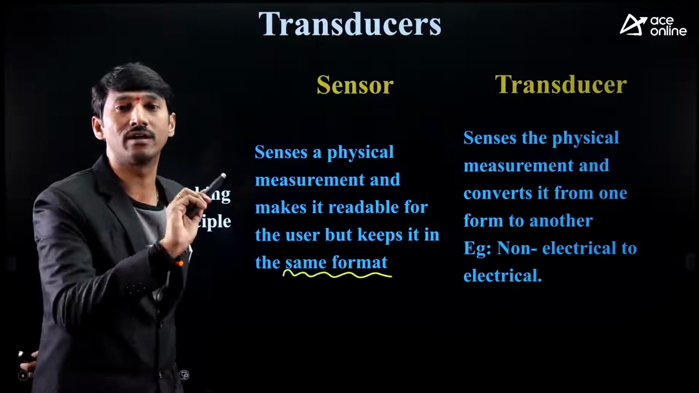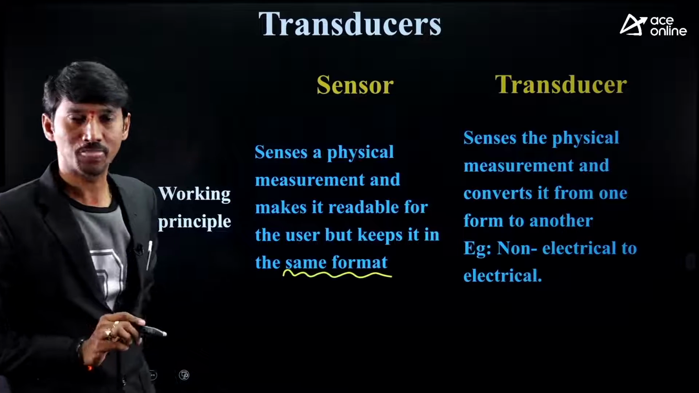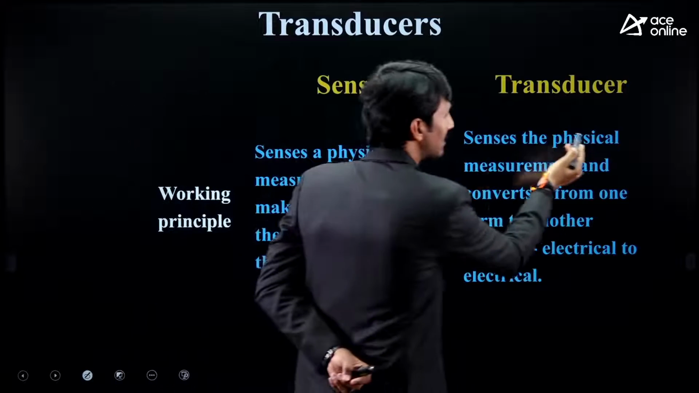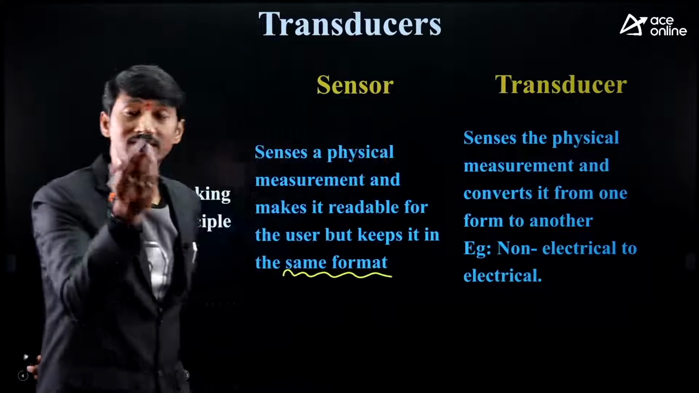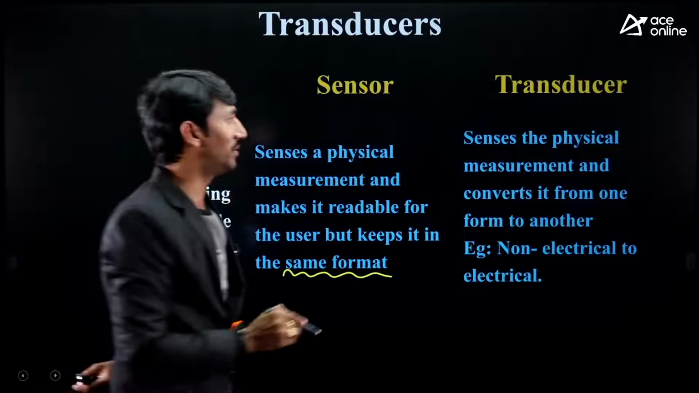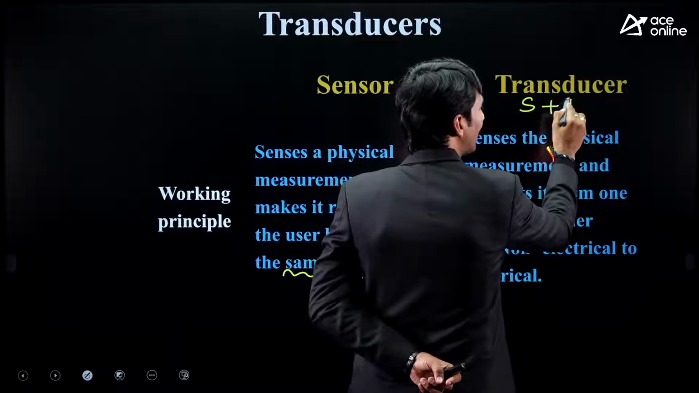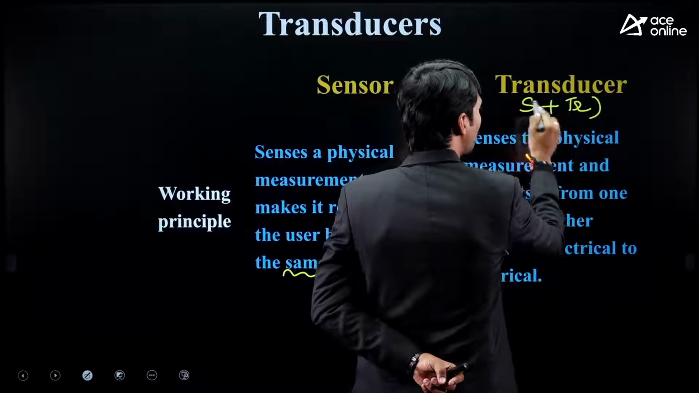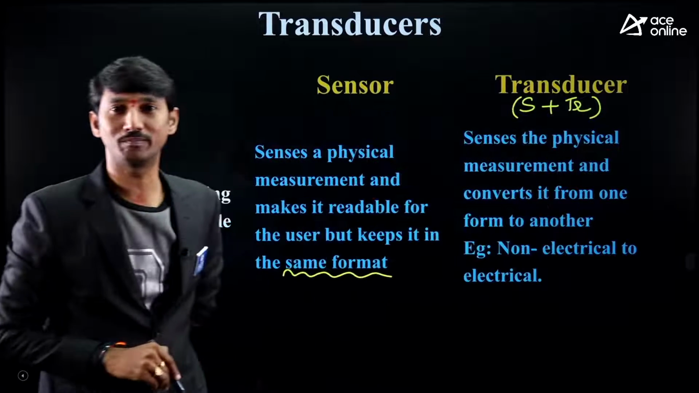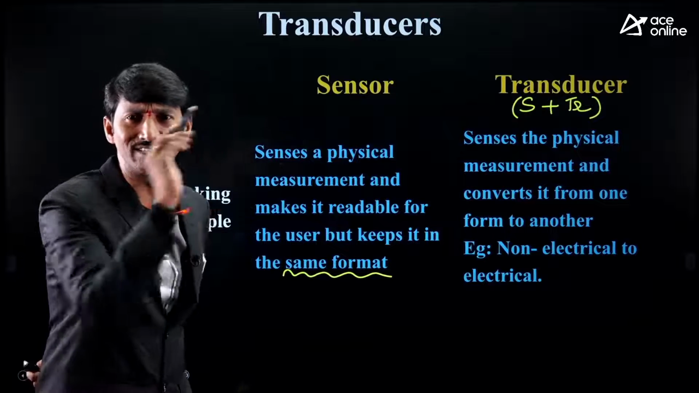It will not convert. But here, it senses the physical quantity. Transducer means the sensor will be there, and conversion will be there. So transducer means sensor plus transduction element, nothing but the conversion element we say. TR means transduction element here.